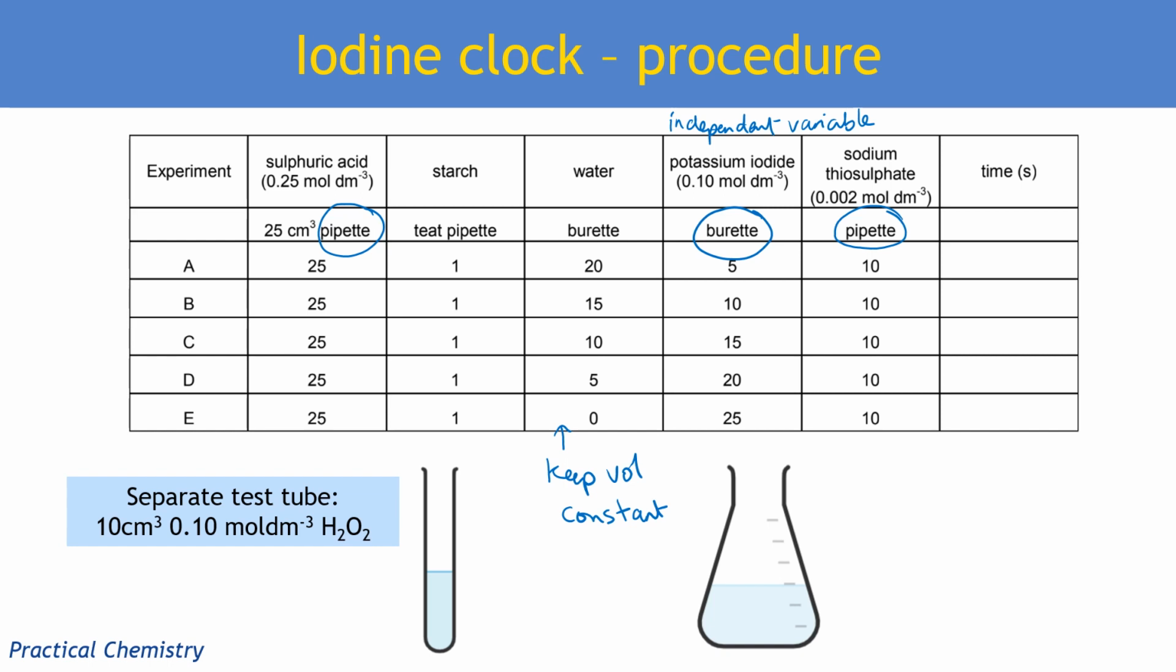We're adding distilled water. We've got everything in the flask except the peroxide, and then when we're ready to mix them together, we can start the stopwatch immediately. Having two separate containers is also helpful if we wanted to change the temperature instead of concentration, because we can put both those containers in a water bath, allow them to come to temperature before we mix them together and start the reaction going.